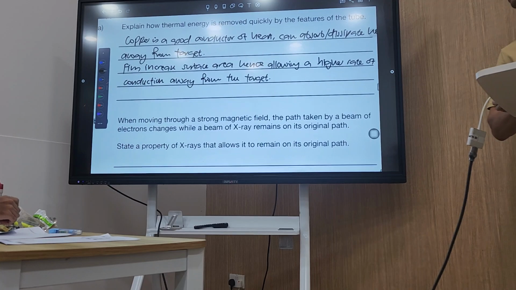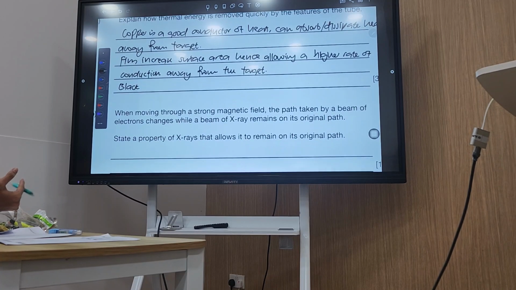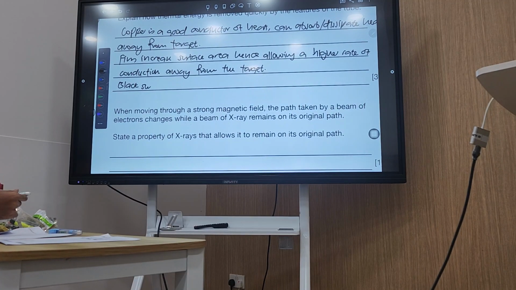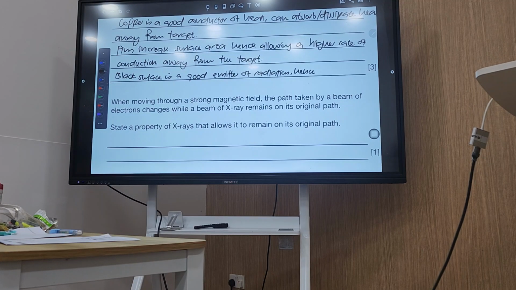Shafiq, last one. What does the black do? So ideal color for radiation. A black surface is a good emitter of radiation. Hence, of course, you will radiate the heat away from your target, hence keeping the target cool.